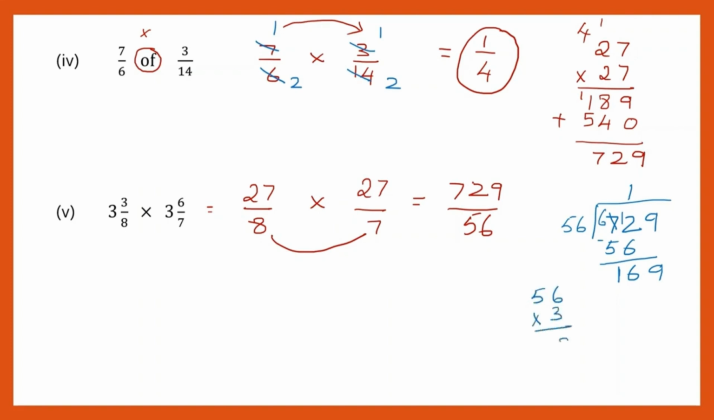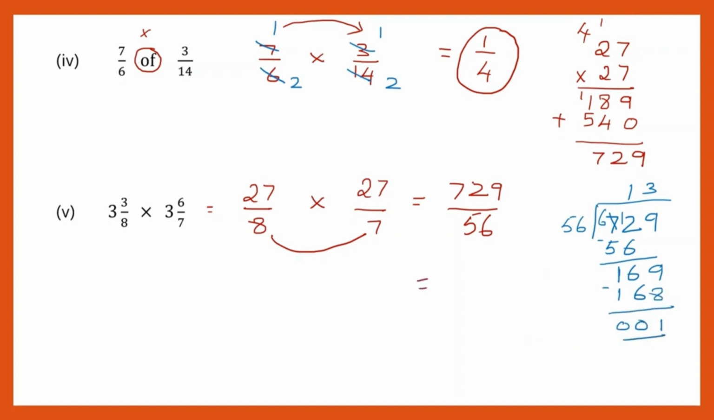3 6s are 18, carry 1. 3 5s are 15 plus 1, 16. So we've got 168. Let's use that. 3's are 168. Minus, 9 minus 8 is 1, 0 and 0. So we finished our division here. Let's use the numbers to get a final answer.